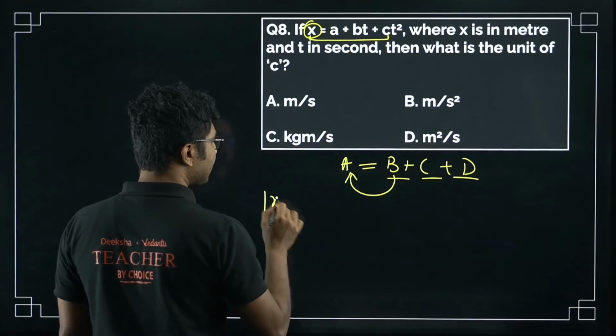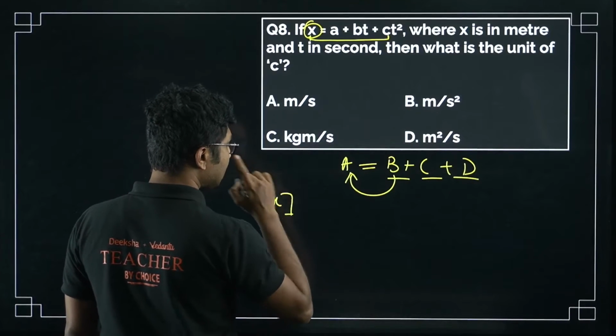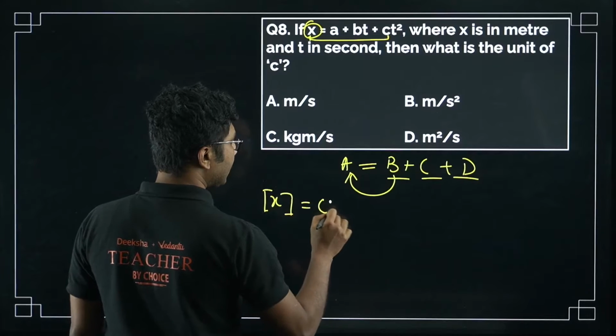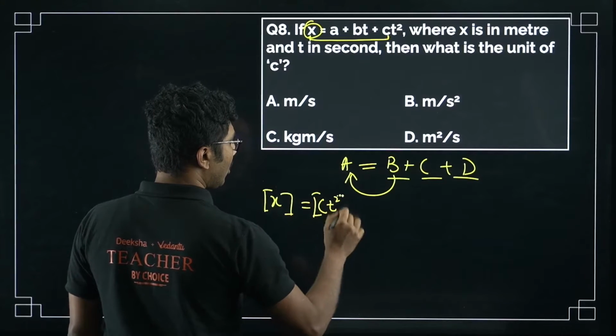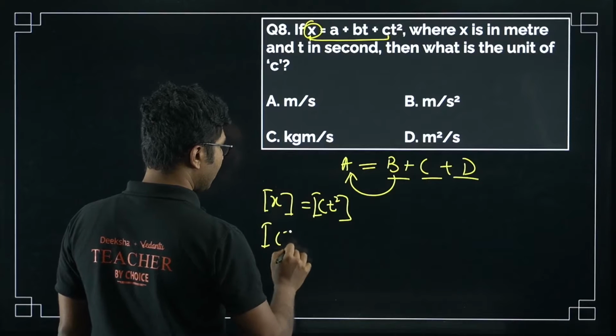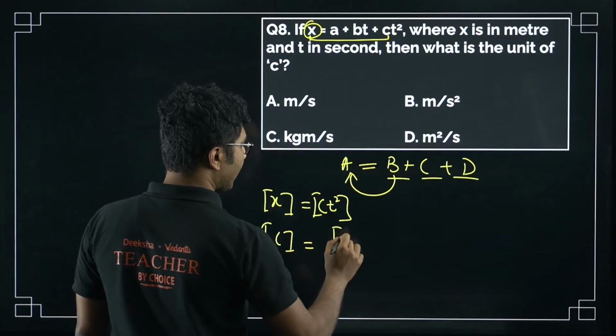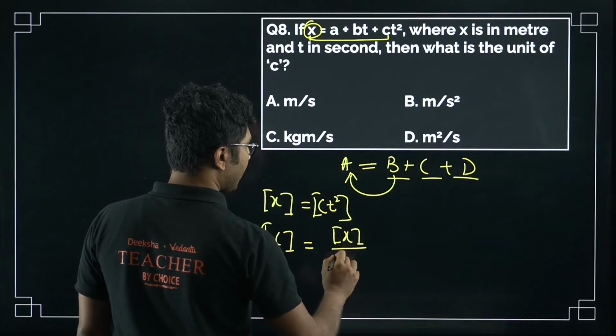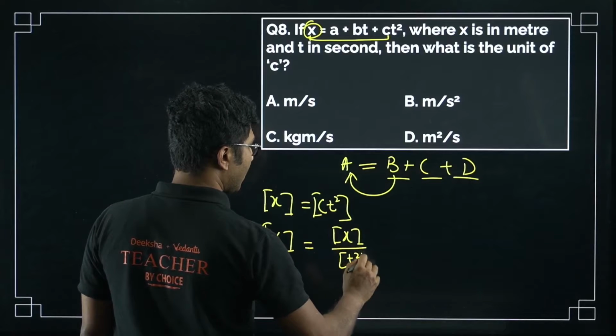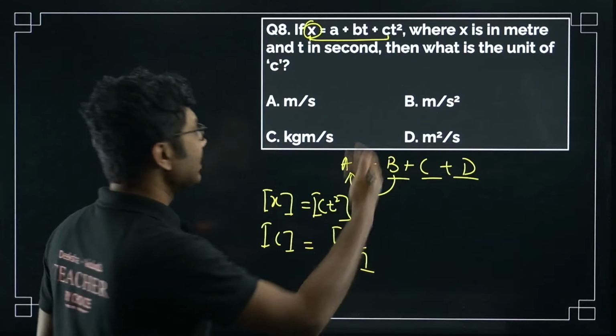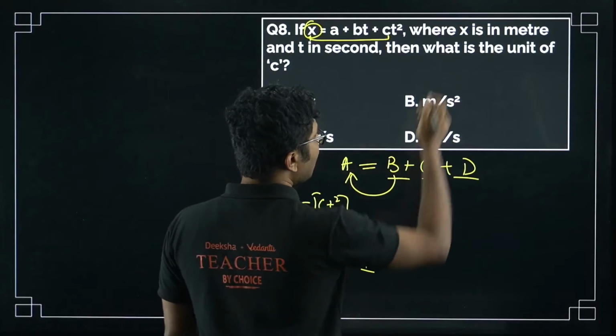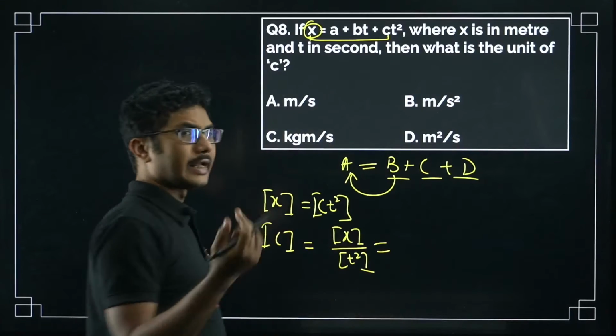So dimension of x, okay, should be same as dimension of ct square. Okay, or dimension of c will be equal to dimension of x divided by dimension of t square. Now what is the dimension of x? x is in meters. We are trying to find the unit, so instead of dimension, we will directly put the unit.